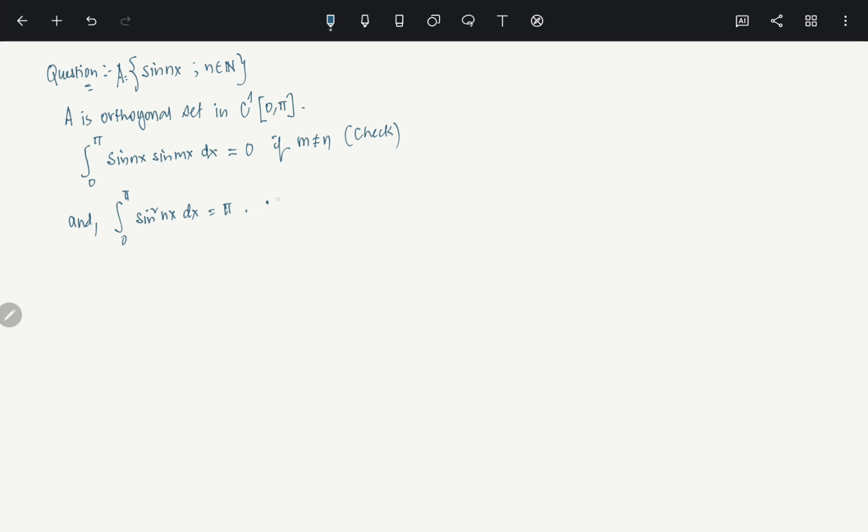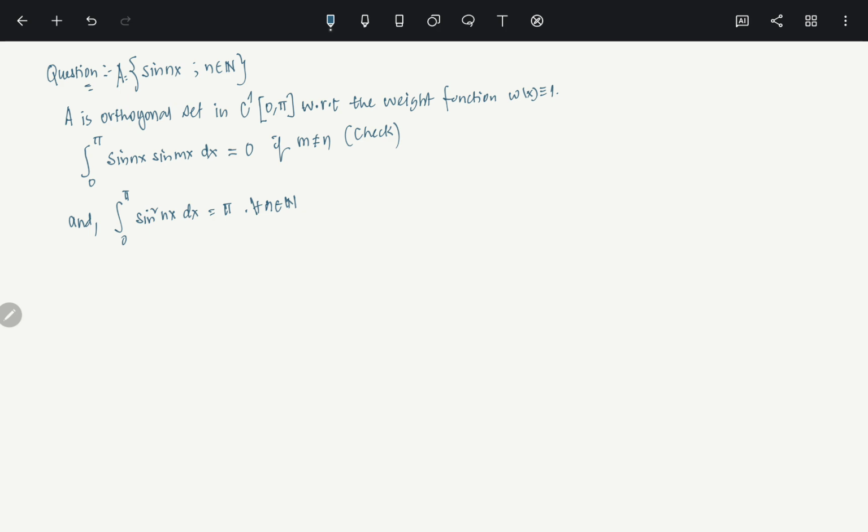Okay, you have to check it for all n in N. So what does it give you? It gives you that A is an orthogonal set. It's an orthogonal set with respect to the weight function R, so in C1 of [0, 1] with respect to the weight function W(x) identically equal to 1. Is it okay? That's just one of the examples of an orthogonal set.